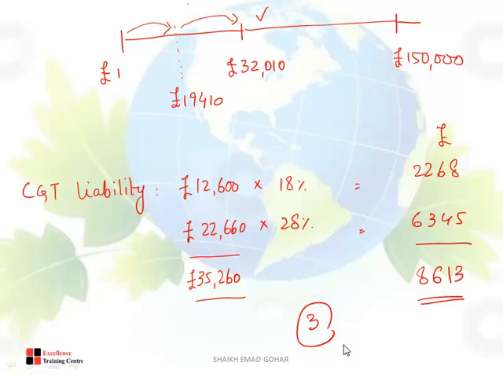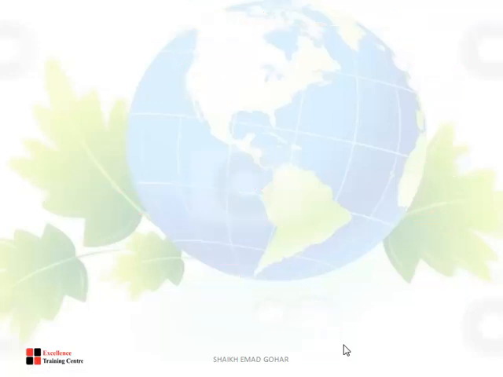Part B, part 2. Calculate Winston King's capital gain tax liability for the tax year if he sold his sole trader business on 25th of March 2014. This figure is coming in our tax year or not? What is our tax year? 6th of April 2013 till 5th of April 2014. So B part 2 is selling the business.